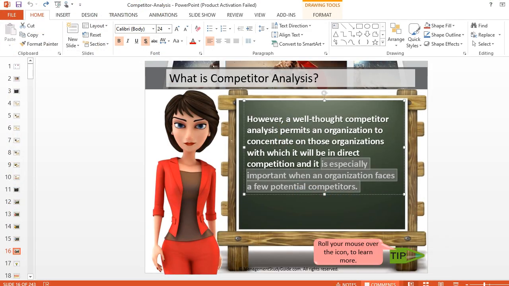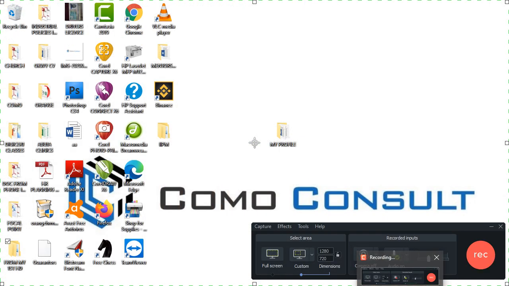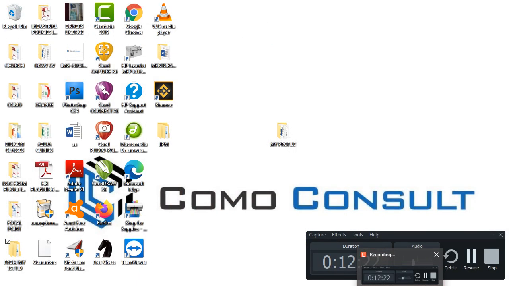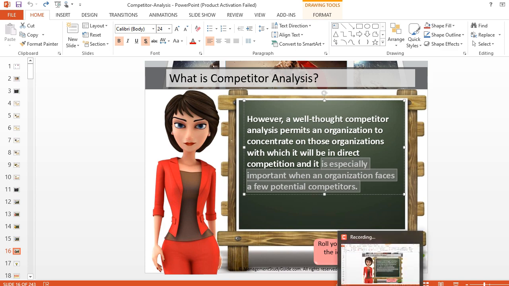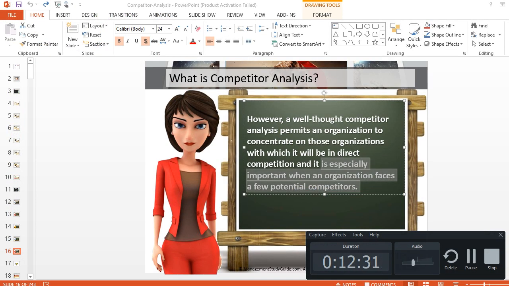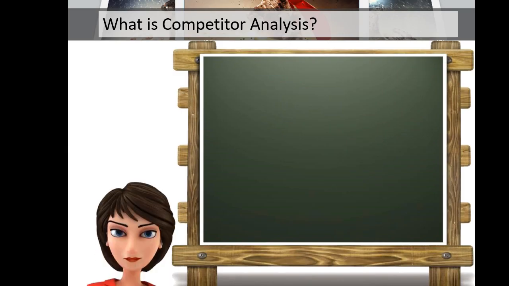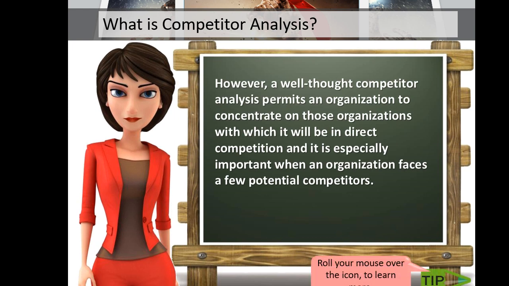So however, a well-thought-out competitor analysis permits an organization to concentrate on those organizations with which it will be in direct competition, and it's especially important when an organization faces a few potential competitors.